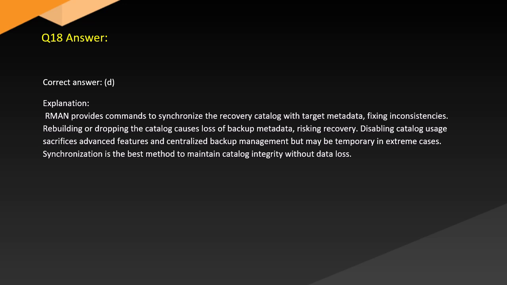Answer. Correct answer, D. Explanation. RMAN provides commands to synchronize the recovery catalog with target metadata. Fixing inconsistencies, rebuilding or dropping the catalog causes loss of backup metadata, risking recovery. Disabling catalog usage sacrifices advanced features and centralized backup management, but may be temporary in extreme cases. Synchronization is the best method to maintain catalog integrity without data loss.